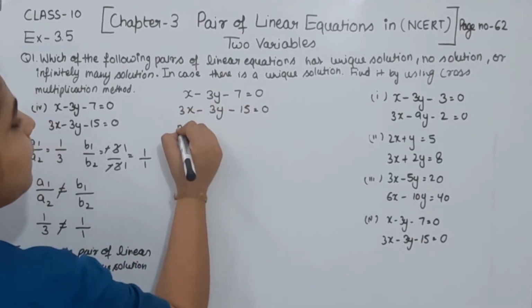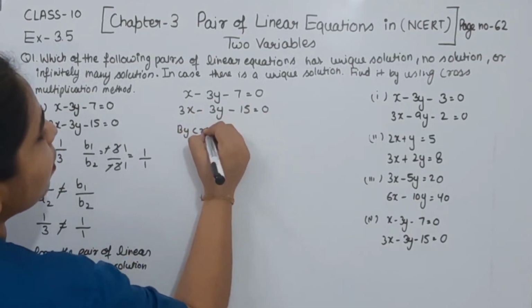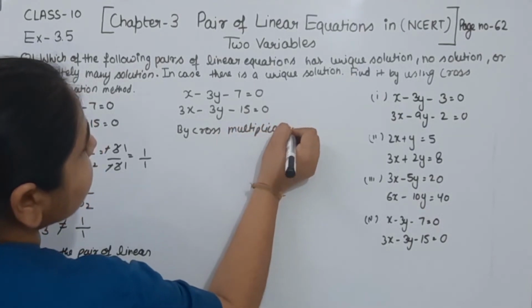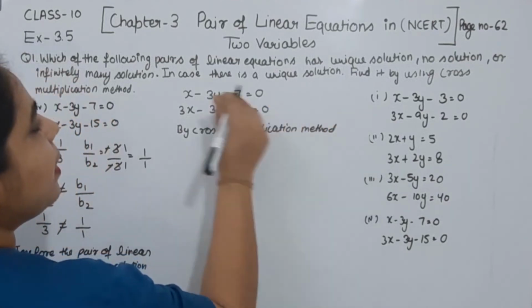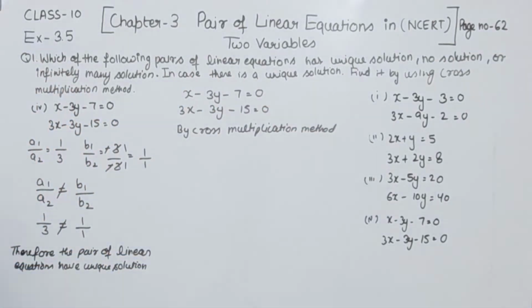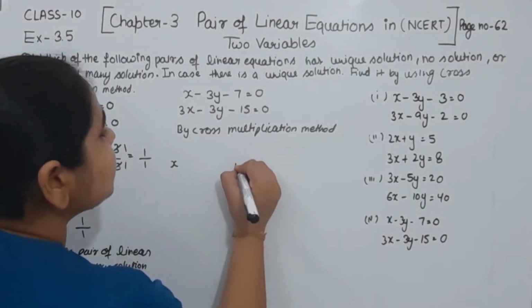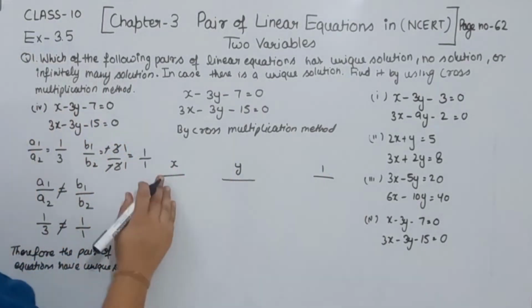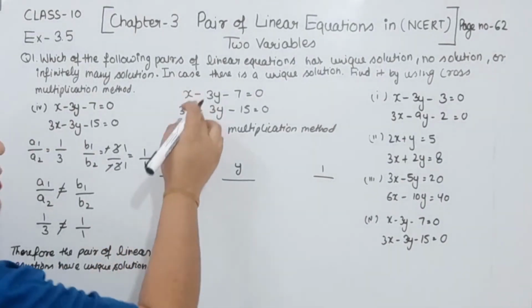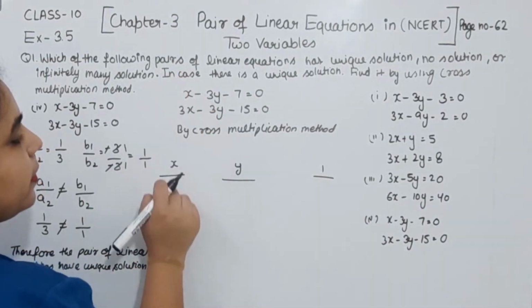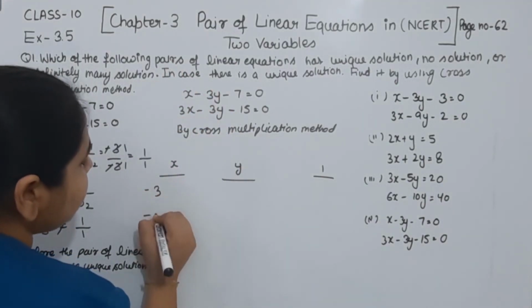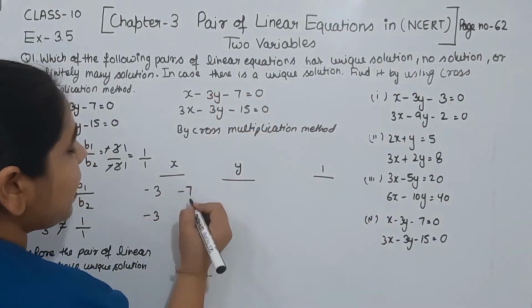Now I'm going to solve this one by the cross multiplication method. We are given that in case there is a unique solution, we have to solve them by using the cross multiplication method. So first of all, we will write here x, here y, and here the constant term. Now for x, we do not consider the variable x here. We have minus 3 and minus 3, and here we have minus 7 and minus 15.